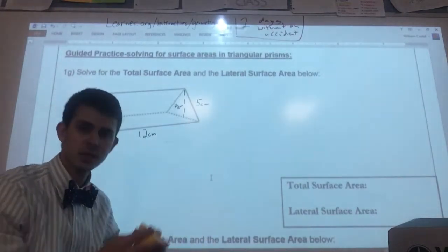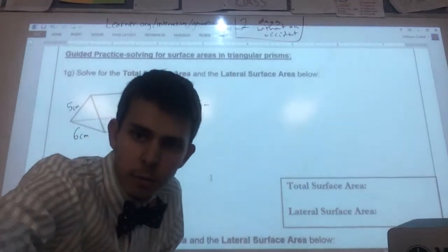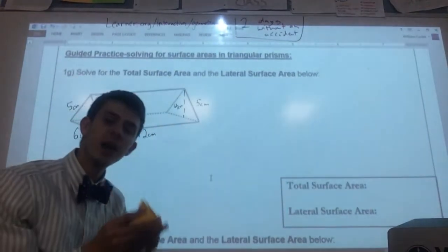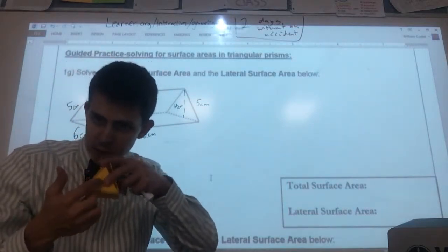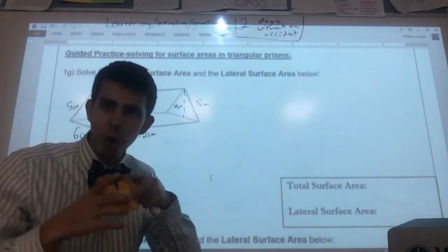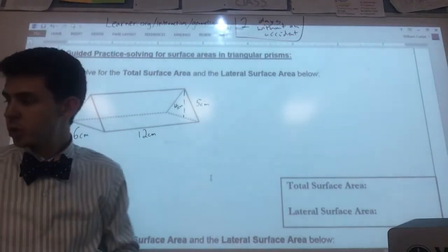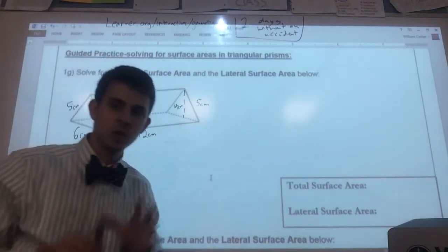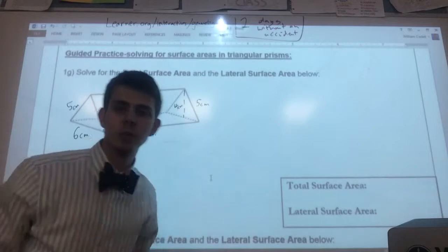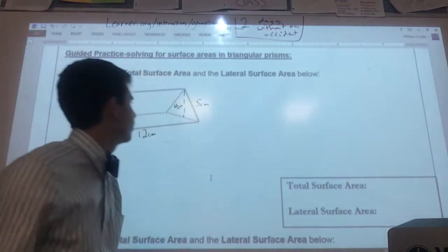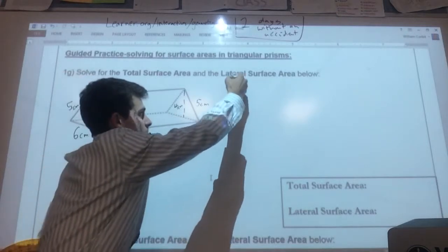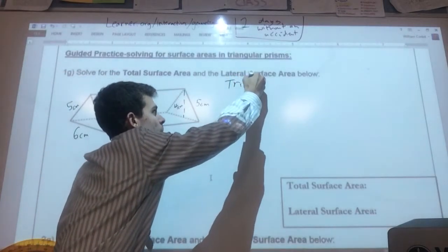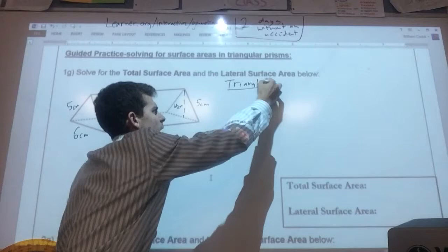So what I suggest is, let's find the areas of the triangles first. The triangles are always going to be the same area. So once I solve the area for one triangle, I can just multiply it by 2. All right. So we have this. I'm actually going to label this. I'm going to solve the areas for the triangles.